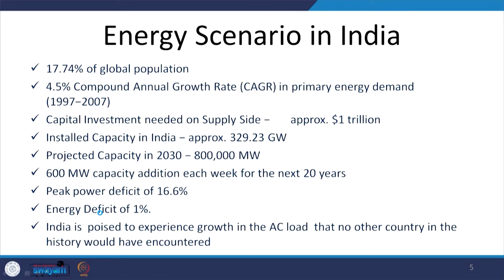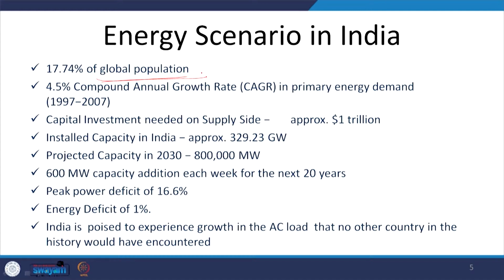However, if we look at the overall scenario of energy in our country, we see that our primary energy demand is going to increase. We have a huge energy demand because we have a huge population. So even though the per capita consumption is less, we still have a considerably high amount of overall consumption. Despite this low per capita energy consumption, we still have a power deficit, an energy deficit. We have an energy deficit of around 1% and a peak power deficit of around 16.5%, which is a huge percentage. And that is why a lot of our capital investment is going towards creating the supply, creating new sources of energy.